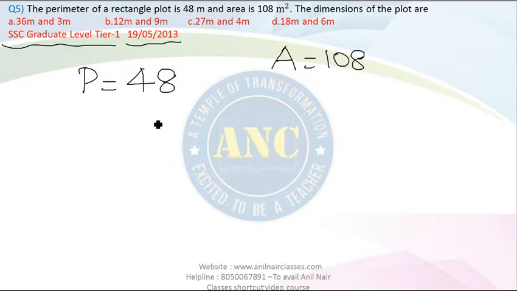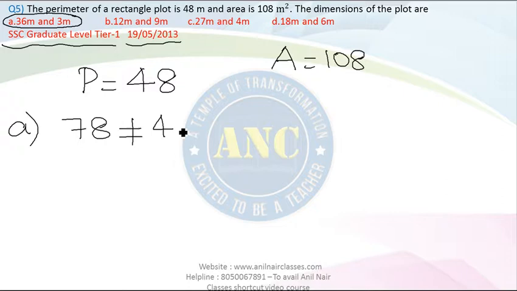Now see here, sir. Perimeter is 48. Area is 108. First option is 36 and 3. Length is 36, breadth is 3. If I add those two, 36 plus 3 is 39. Double of 39 is nothing but 78. Will it be equal to perimeter 48? No, that cannot be the right answer.